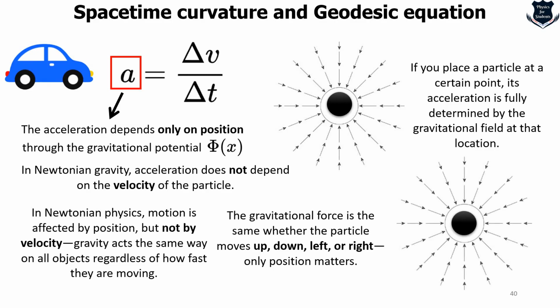But in case of Newtonian mechanics, the gravitational force is the same whether the particle is moving up, whether it is moving down, whether it is moving left, or whether it is moving right. Only position matters. So in Newtonian physics, motion is affected by position but not by velocity. Gravity acts the same way on all objects regardless of how fast they are moving.